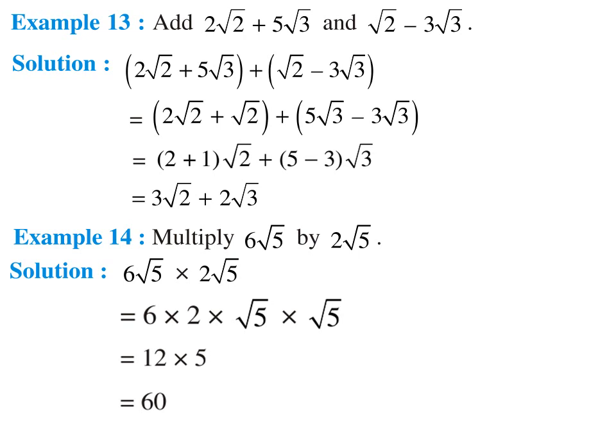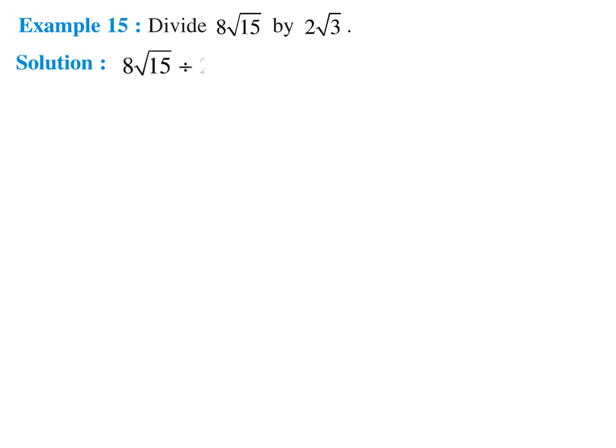Now next one, example number 15. Divide 8 root 15 by 2 root 3. We have to divide these two irrational numbers. So for the solution we have to divide. So I can write 8 into root 15 divided by 2 into root 3. So it can be written as 8 into root 3 into root 5 divided by 2 into root 3, since root 15 can be written as root 3 into root 5.